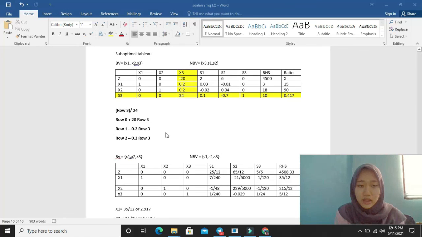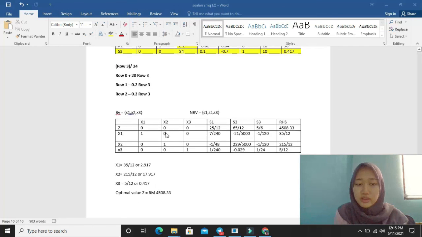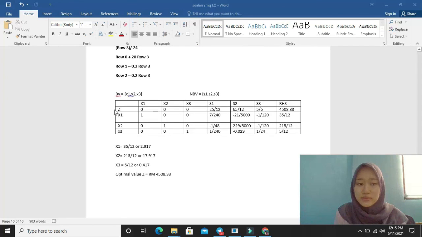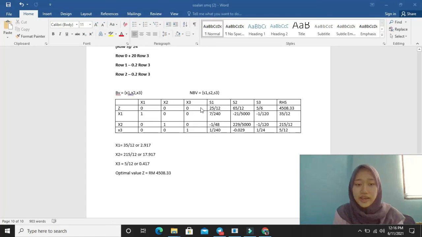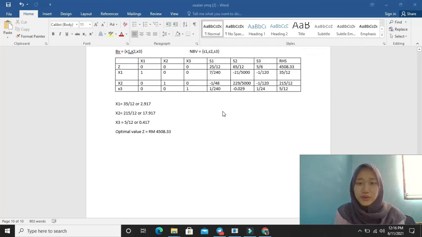Alright. Okay, and then we make ERO to obtain optimality when all of row 0 is non-negative. And we obtain that the value of X1 is 35/12, X2 is 215/12, and X3 is 5/12. And the optimal value of Z is 4,508.33. Okay, so that's all. Thank you.